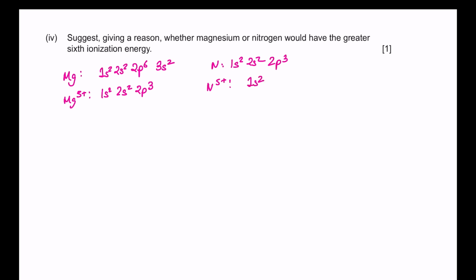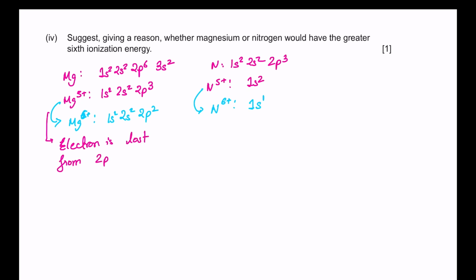The 6th ionization energy is basically removing an electron from the Mg5+ ion or the N5+ ion. If I remove an electron from the Mg5+ ion, it will become Mg6+, and the electronic configuration will be 1s2, 2s2, 2p2. And from N5+, if we remove an electron, it will become N6+, and it will be 1s1. So here we see the electron is lost from the 2p subshell, while here the electron is lost from the 1s subshell.